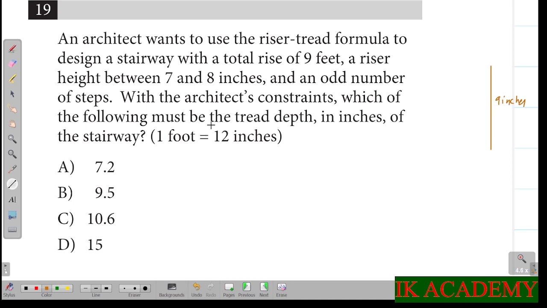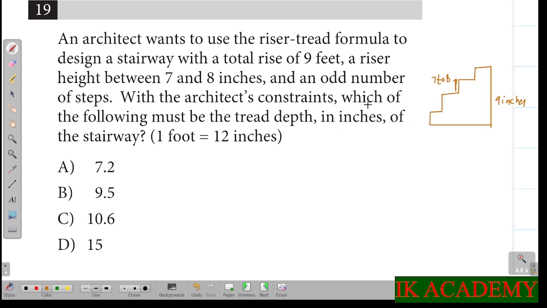It means if I am going to draw here a stair, suppose we have this kind of stairs. So the height of the riser, this height for each riser must be 7 to 8 inches, and an odd number of steps. So the number of steps should be an odd number.